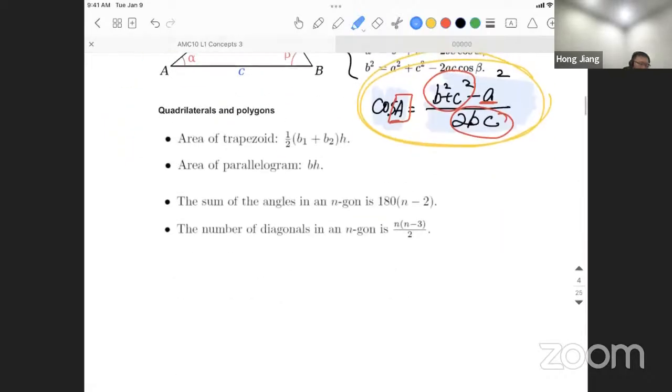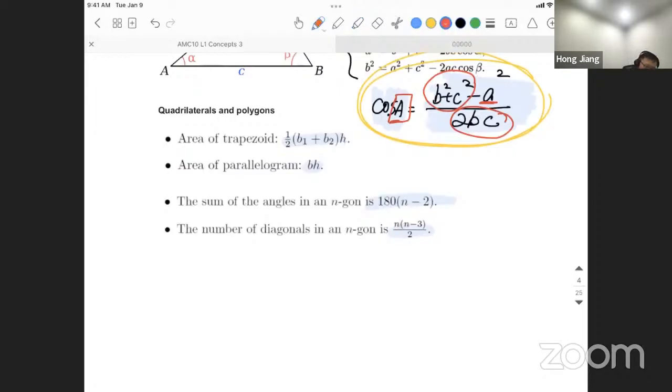Okay. And moving forward, there are some very easy peasy things I think you need to remember, talking about quadrilaterals and polygons. The area of a trapezoid is (top plus bottom) times height divided by 2. The area of a parallelogram is the height times the bottom. And if I give you a polygon and ask you to determine the total interior angle sum, it's going to be 180 times (n minus 2), where n is how many sides the n-gon has, right? And the total number of diagonals in the n-gon is n times (n minus 3) divided by 2, right?